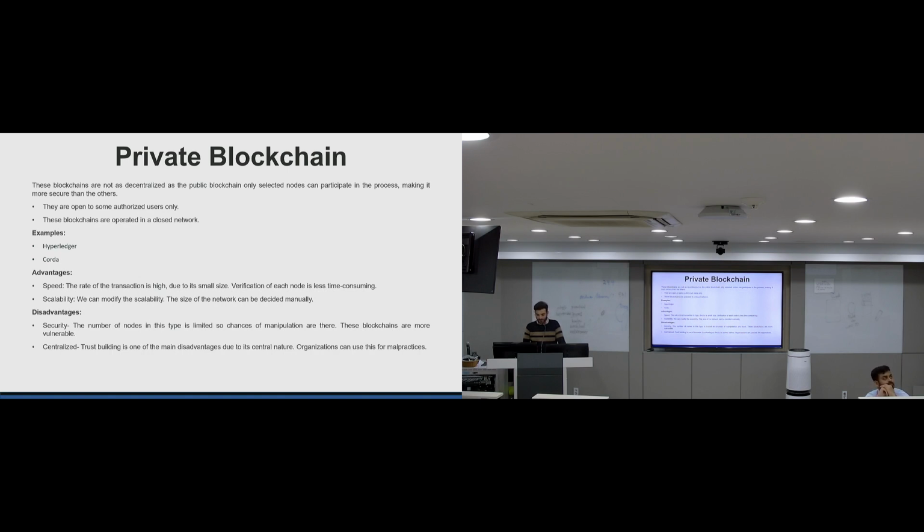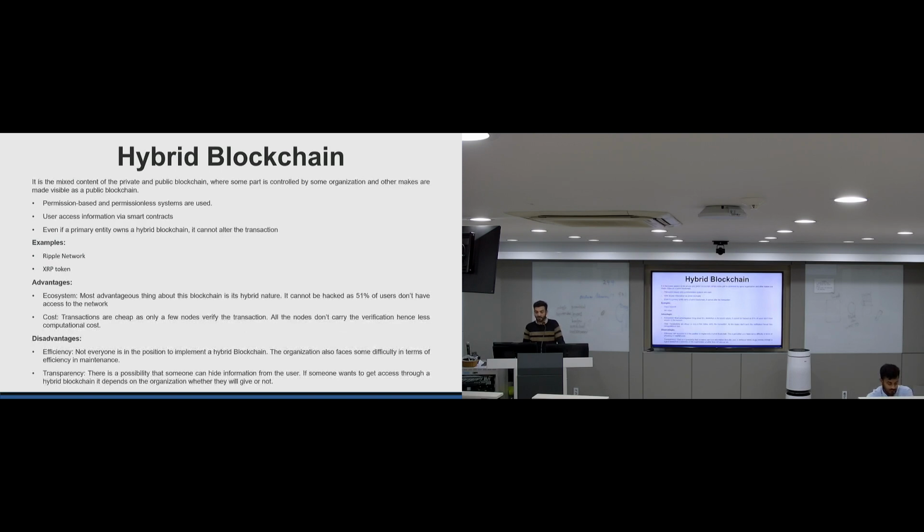Disadvantages: security. The number of nodes in this type is limited, so chances of manipulation are there. These blockchains are more vulnerable. They are also somewhat centralized, so they do not serve the true purpose of blockchain. Trust building is one of the main disadvantages due to its central nature. Organizations can use this for malpractices.